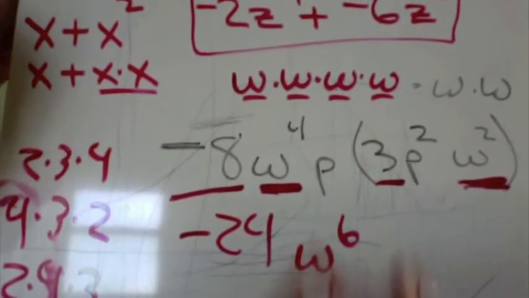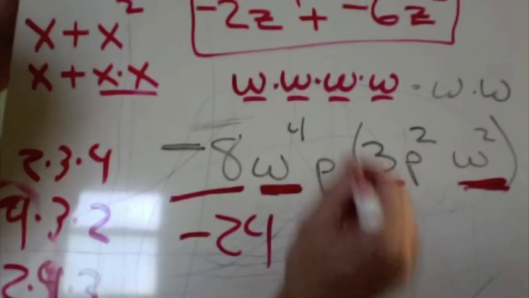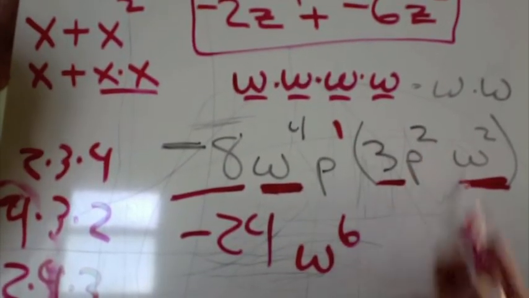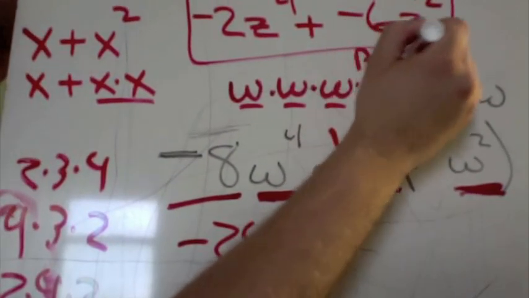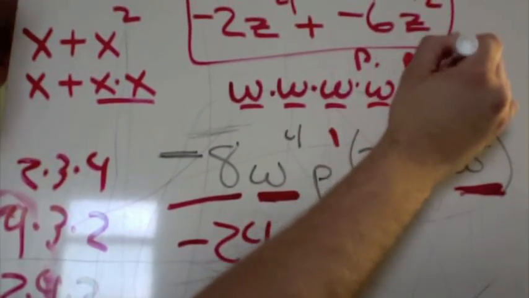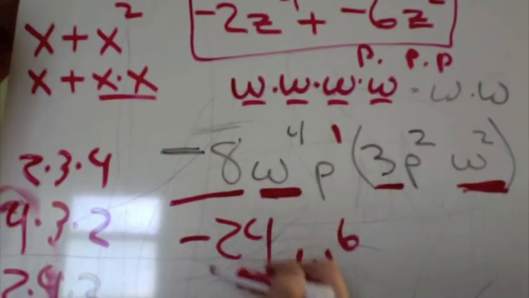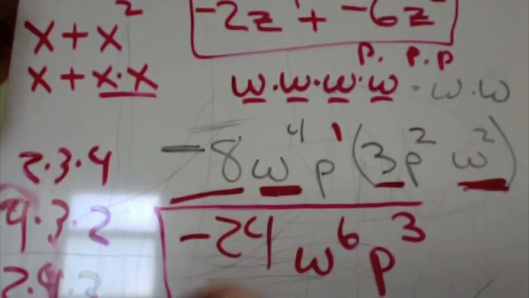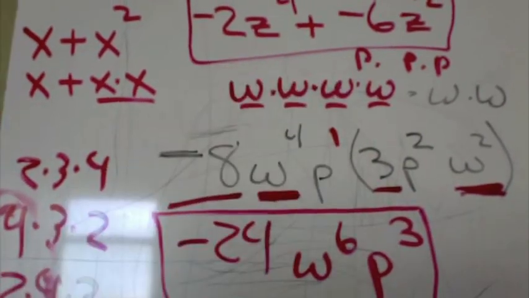The same is true with the p's. This p here is saying I've got 1 of those, right? Its exponent is 1. This one here is saying I've got 2, so I'm going to have a p times a p times a p. There's the 1, there's the 2. So how many of them are there? There are 3. So there's that, simplified.